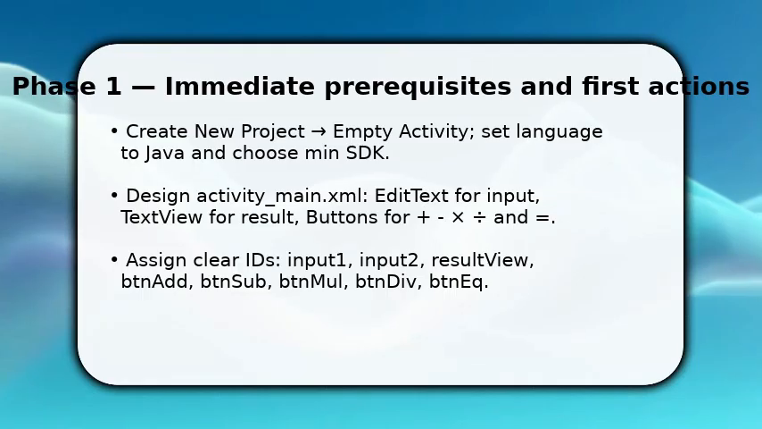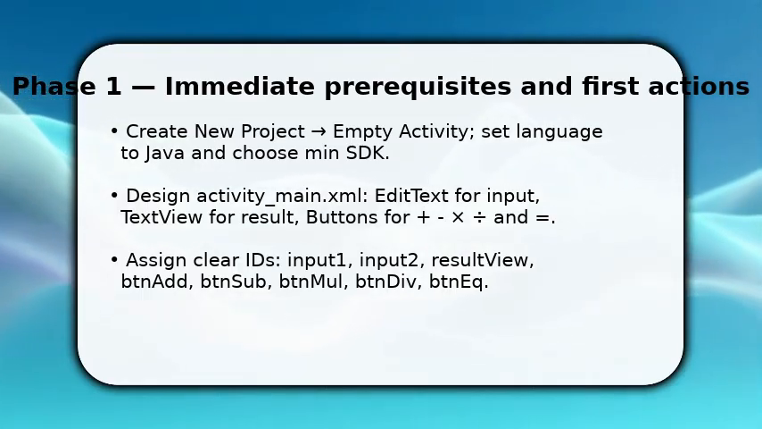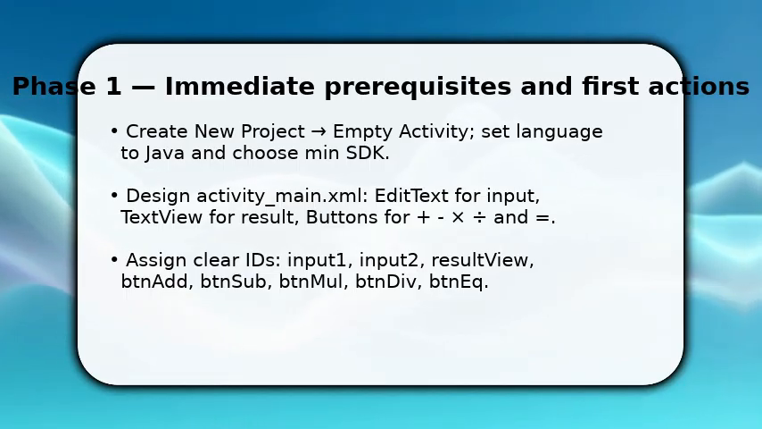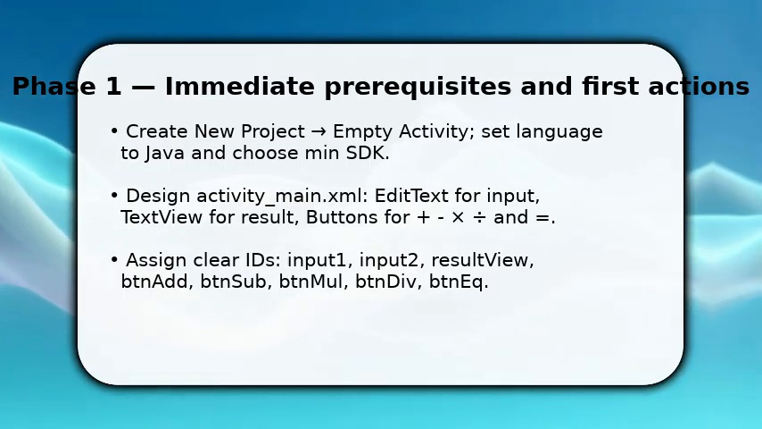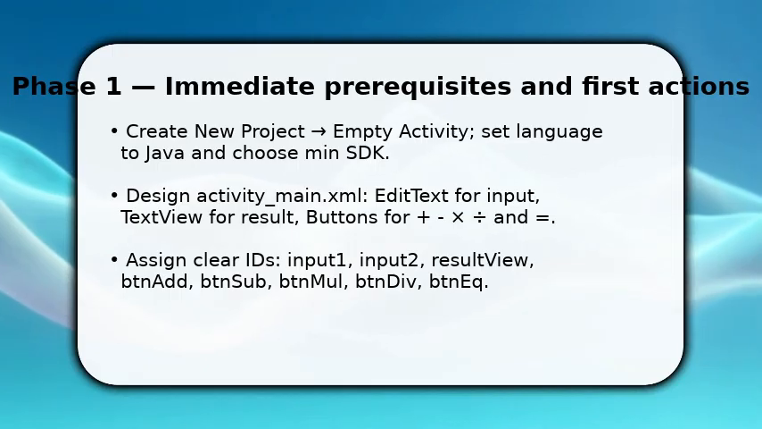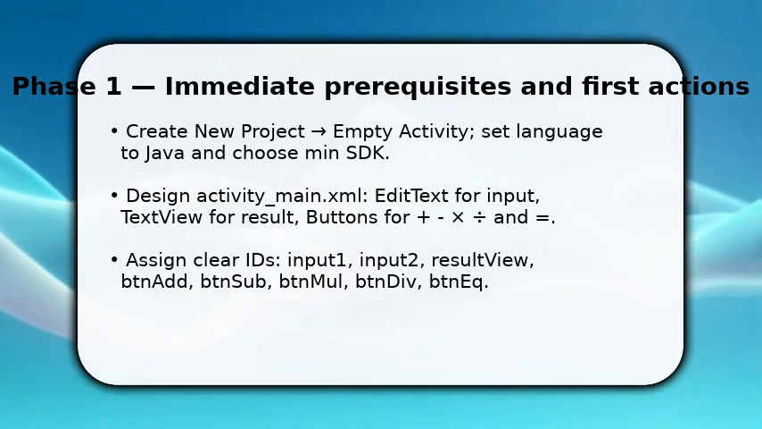You start by creating a new project in Android Studio with Java. Choose Empty Activity and a sensible Min SDK so devices run. Once done, open activity_main.xml and add 2 EditText fields, a TextView for results and buttons for operations.